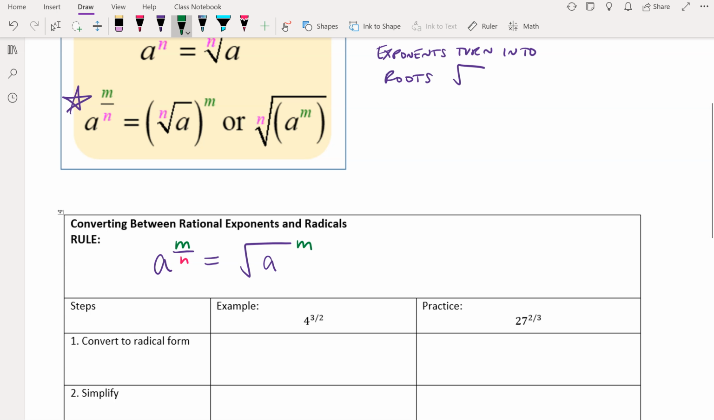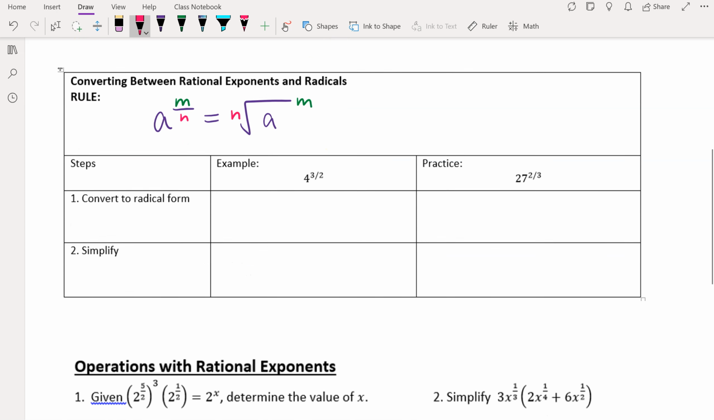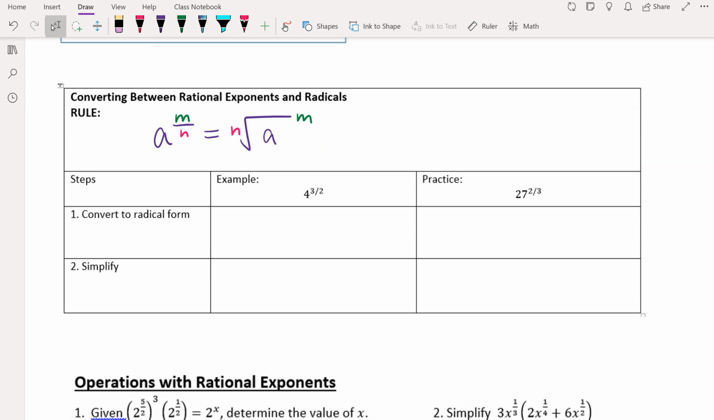Okay, so now let's use this to actually do something with it. All right, so go ahead and make sure that you have this in your notes. And now write this example, please. Write this example. 4 to the 3 halves. Or we could write this as 4 to the 3 over 2, right? Okay, so we have 4 to the 3 over 2. First step, we're going to simplify this by converting it to radical form and then simplifying. So first step, convert to radical form. Radical just means root. So convert it to a root form.